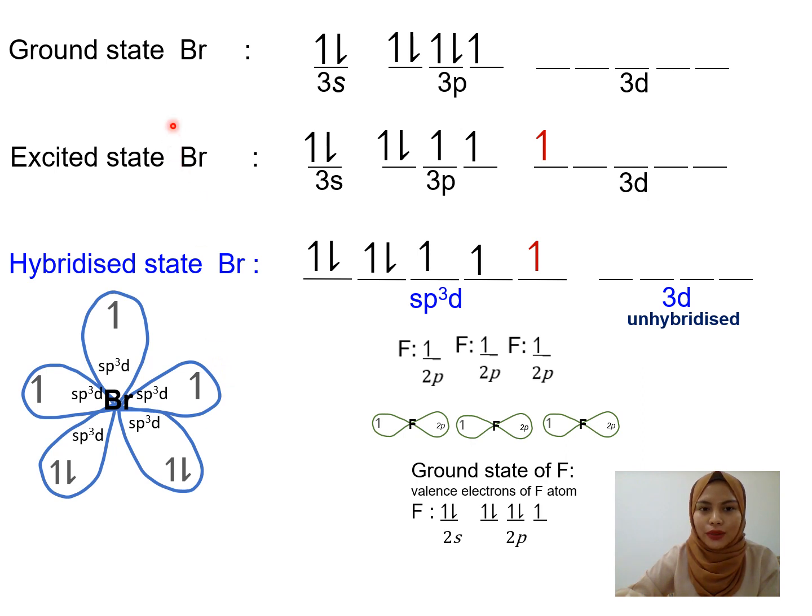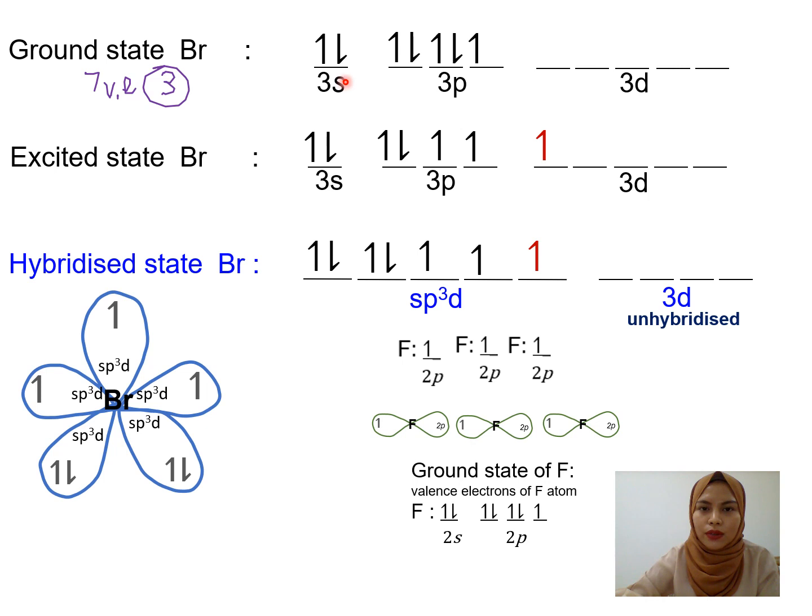Okay, next you need to bagi tahu the ground state of Br atom, excited state and also the hybridized state of Br. Okay, sekarang ni ground state of Br, you know that Br ada 7 valence elektron. Okay, lepas tu dia berada di period yang ketiga. So kalau let's say bila atom tu dia berada pada period ketiga dan ke atas, that means dia boleh extendkan dia punya orbital kepada D orbital.